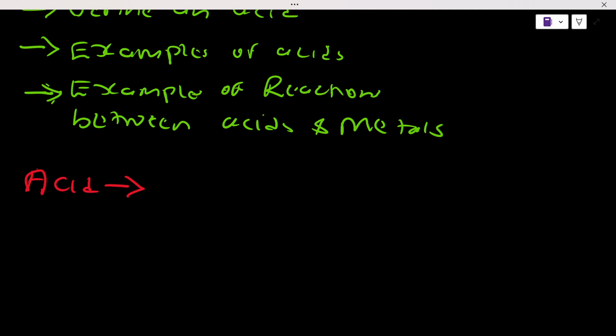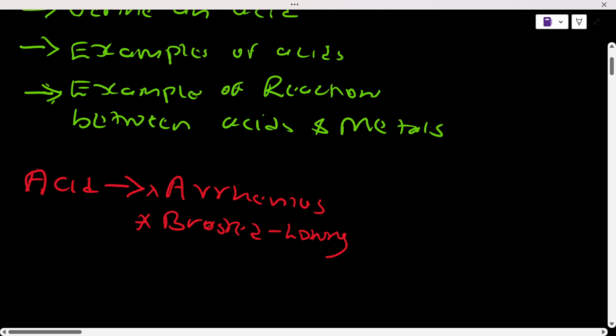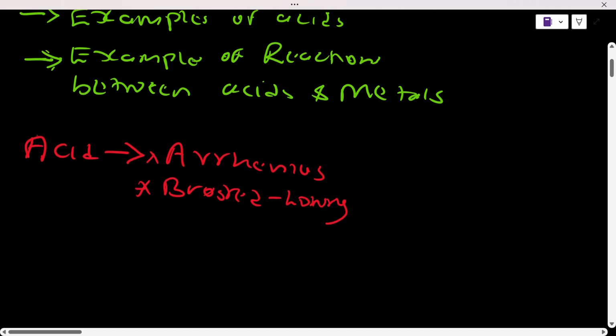The first is Arrhenius' definition. And the second one was defined by two people who joined their names to form one: the Bronsted and Lowry definition. Now, you have to be very careful about these two definitions because they defined acid differently.